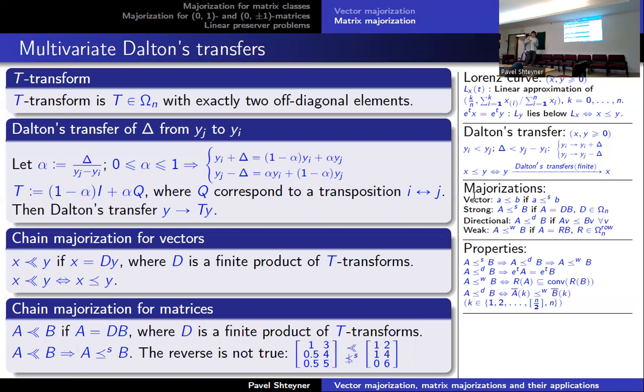Because you have two of the elements, and by the position of these elements you can determine Q, and by the values, alpha. So in the regular case they coincide, but in the matrix case this is not the case. Chain majorization implies strong majorization, obviously, because this matrix is still doubly stochastic. But the converse is not true. This is a small example, but like with the strong directional majorization, this is not that difficult.